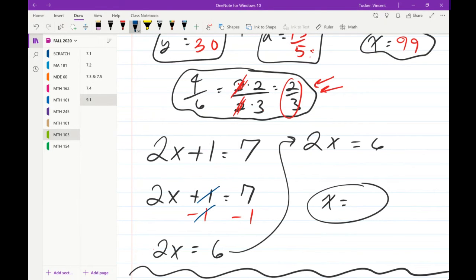The 1's cancel, leaving me with 2x. And 7 minus 1 is equal to 6. And divide by 2. x is equal to 3. Remember, whatever we do to one side of the equation, one side of the equal sign, you do to both. So keep it with that same thought process.